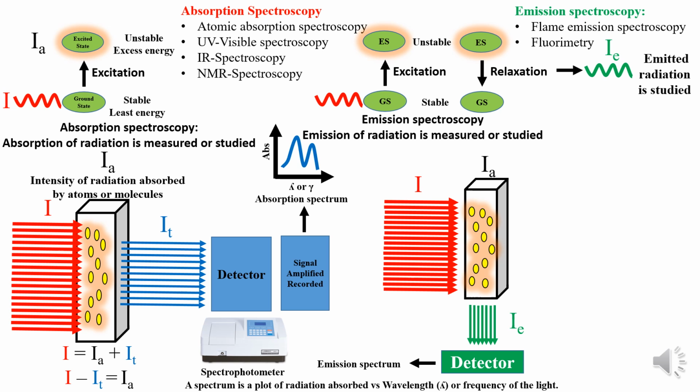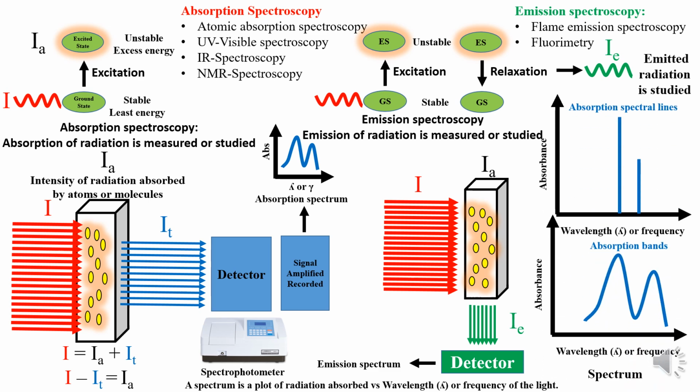So a spectrum is a plot of radiation absorbed by the drug molecule versus wavelength or frequency of the light. So you consider the absorbance parameter on the y-axis. You consider the wavelength or frequency on the x-axis. And thereby you get the absorption spectrum.